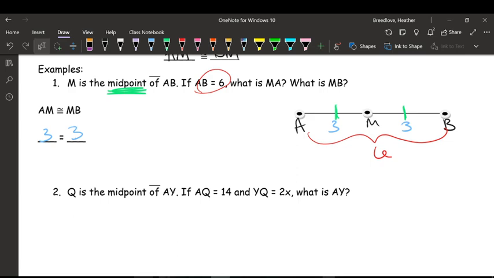Let's do another one. Step it up a little bit more in difficulty. Q is the midpoint of segment AY. All right, so I'm going to go ahead and sketch it. I have my segment AY and a midpoint, not just a point between, but Q is the midpoint. Because it says midpoint, I'm going to put the 2 dashes.